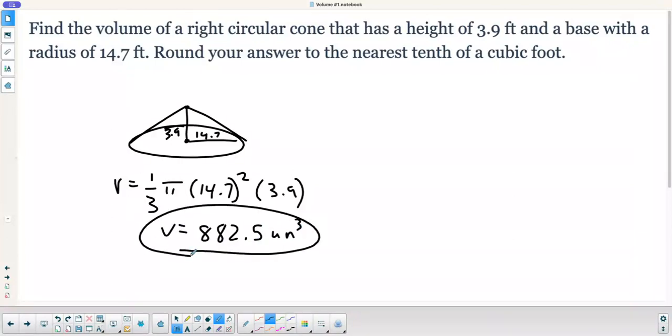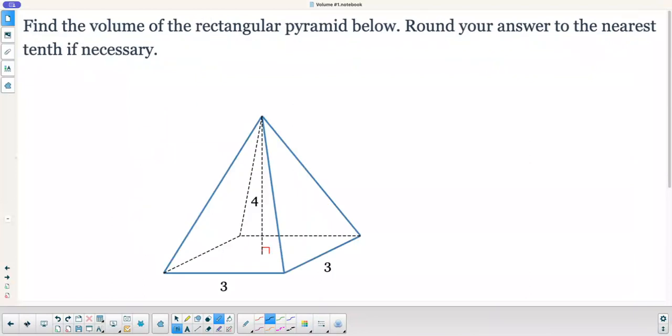There's my volume in cubic units. All right, so pyramids behave just like a cylinder. They fill up one-third, just like a cone does with a cylinder. A pyramid, if I put it in the same exact rectangular prism with the same bases, would fill up 1/3 of the volume. So here's another one.